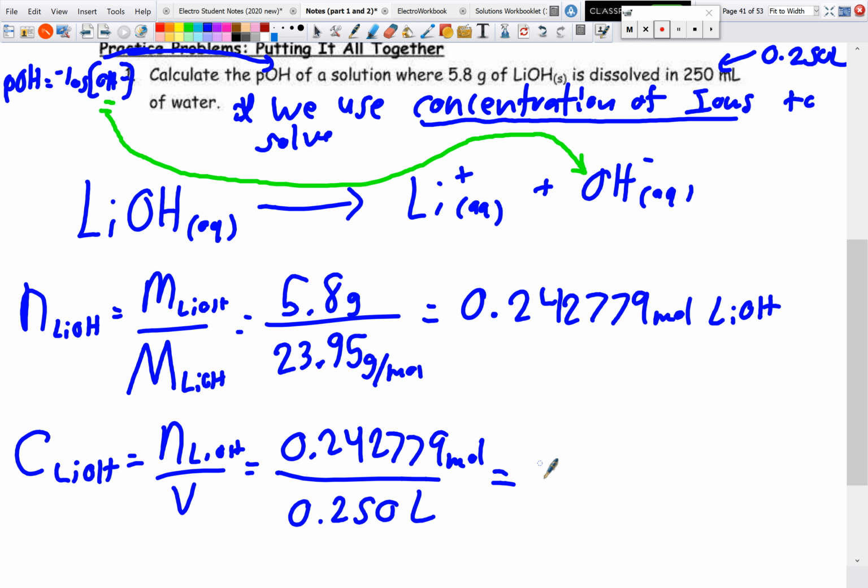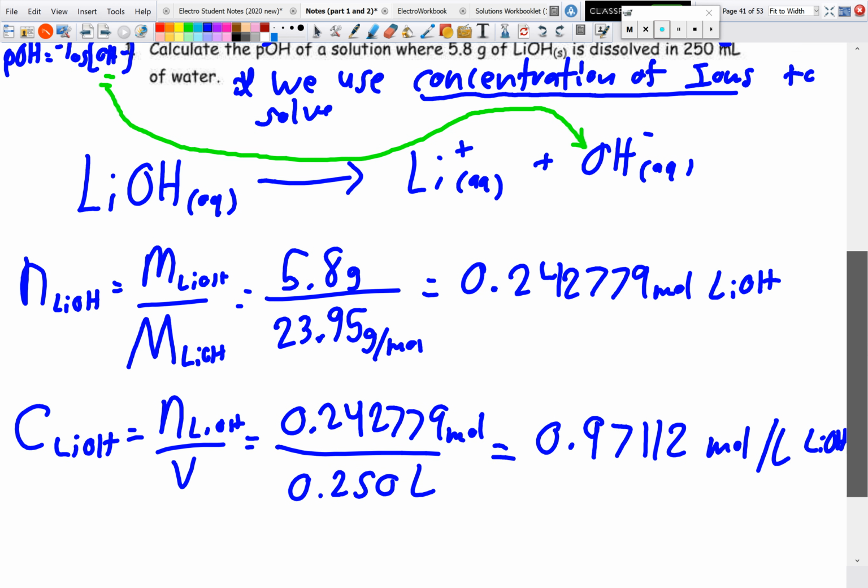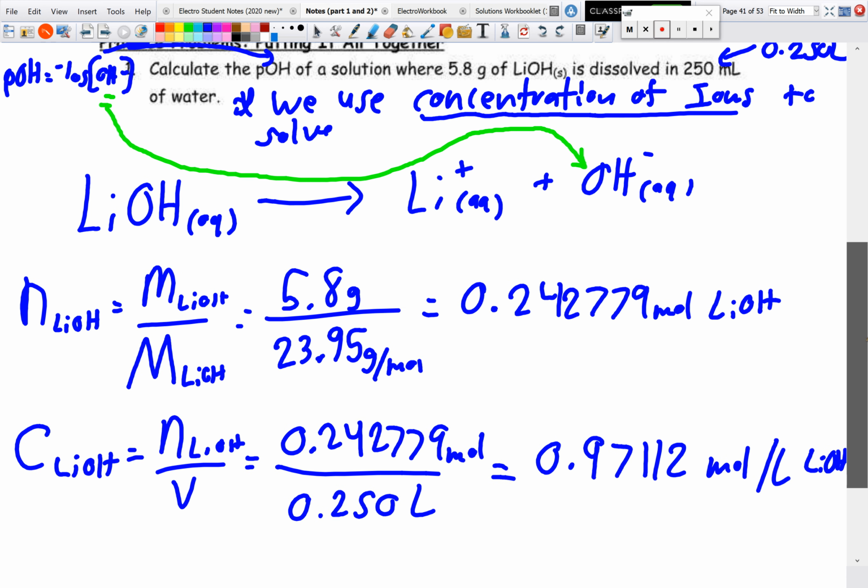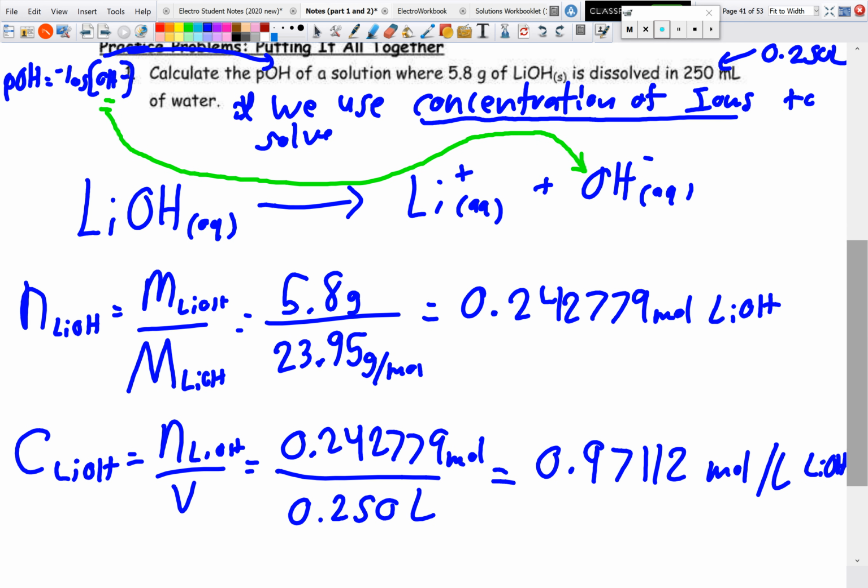And we end up getting a concentration of 0.97112 moles per liter of LiOH. Okay, so we're keeping it there. Now, we are not done yet, so that is the concentration of lithium hydroxide. Remember, we're all working towards getting the concentration of hydroxide, one of the ions.